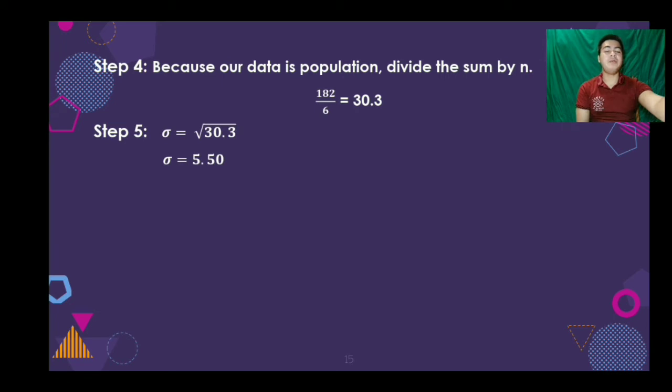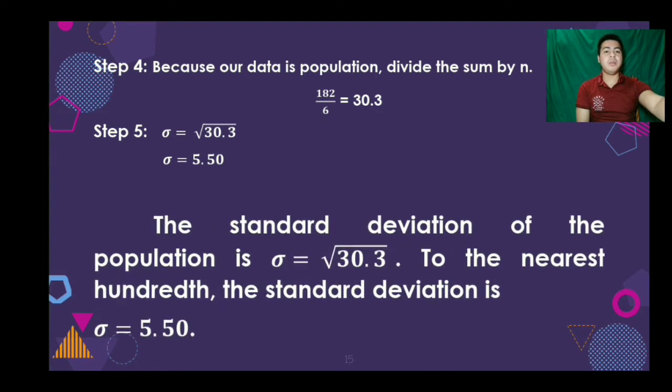So in step number 5, we will get the square root of our population variance. So the population standard deviation equals the square root of 30.3 equals 5.50. This will be the standard deviation of the population, the square root of 30.3 to the nearest hundredth. The standard deviation is 5.50.